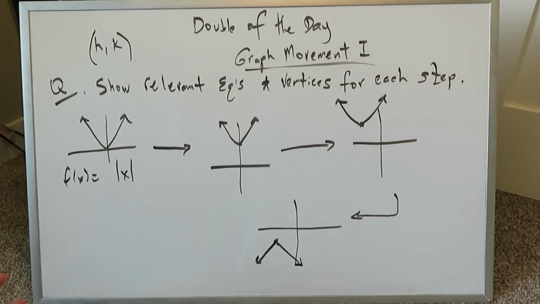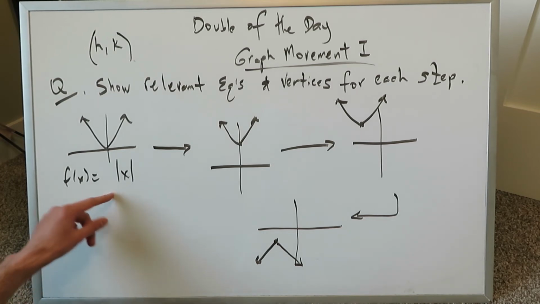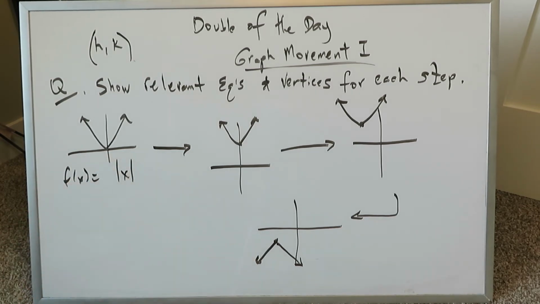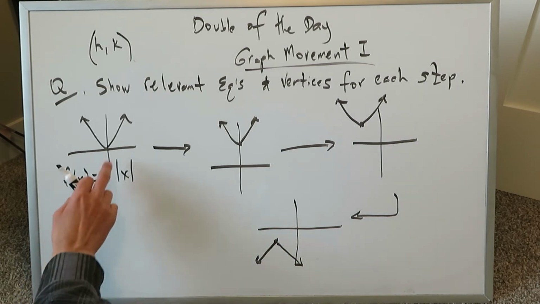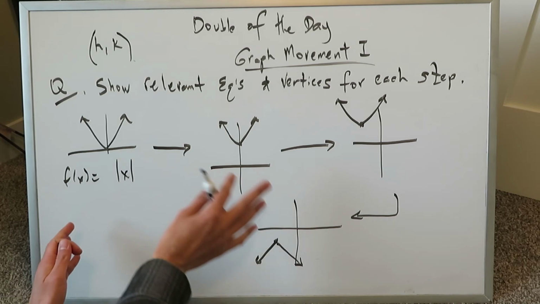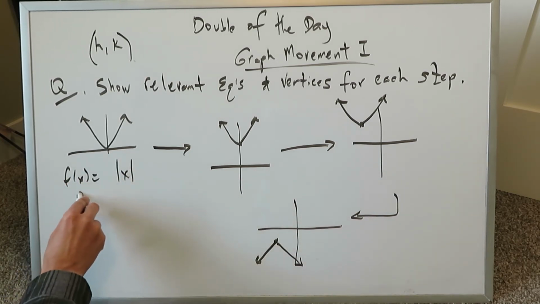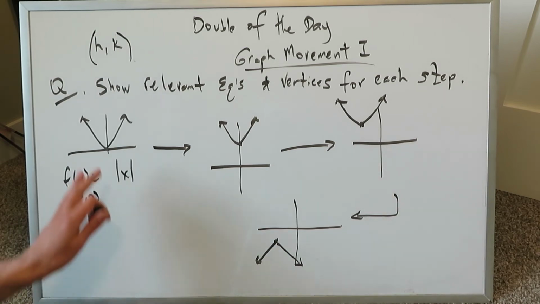Alright, question number 2, exactly the same format. Show the relevant equations and the vertices for each step. We're always given a starting function. The function is absolute value of x. If you are just good with remembering how graphs look, you know absolute value has a vertex at 0, 0, meaning the origin, and we're starting with that.